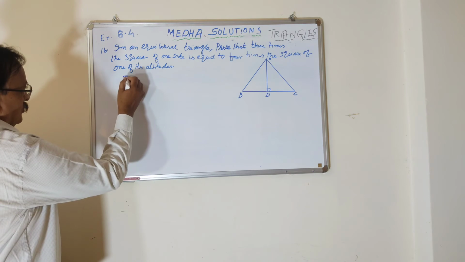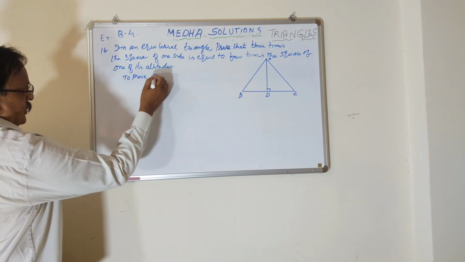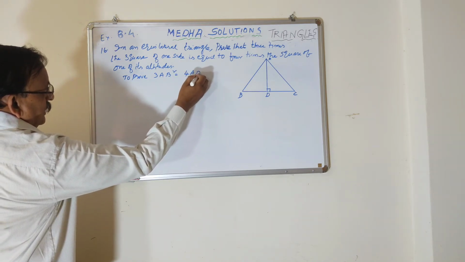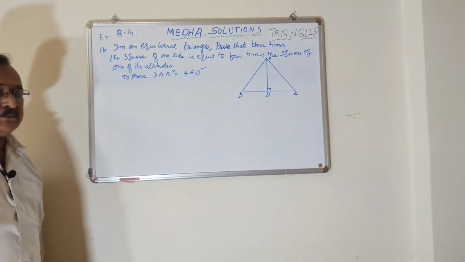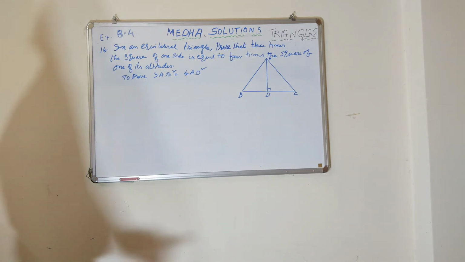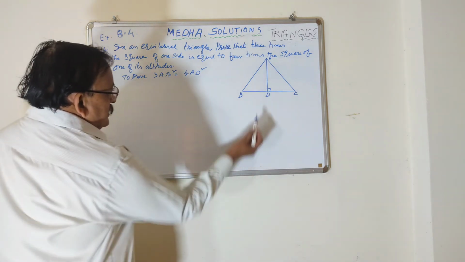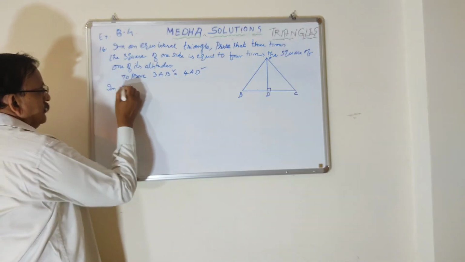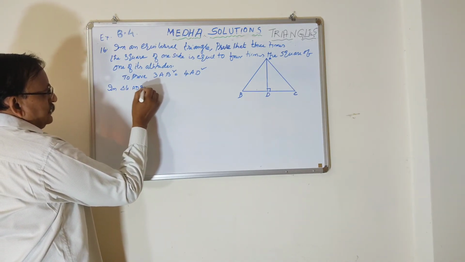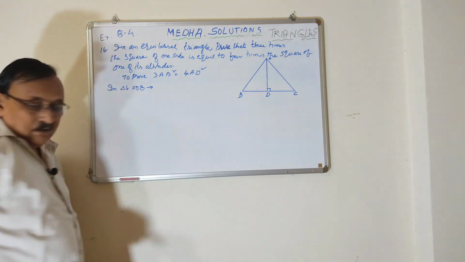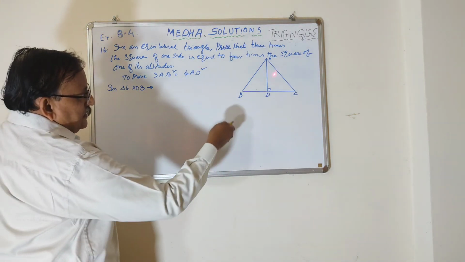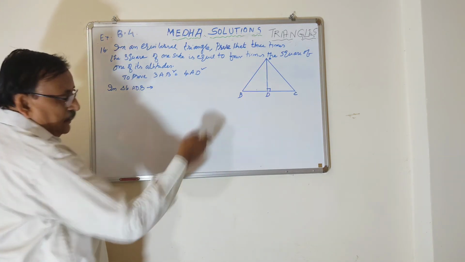To prove 3AB square is equal to 4AD square. This we have to prove: three times the square of one side is equal to four times the square of its altitude. Now take this triangle ADB. In triangle ADB, apply Pythagoras rule. Angle ADB is 90 degrees here, so AB is the hypotenuse.